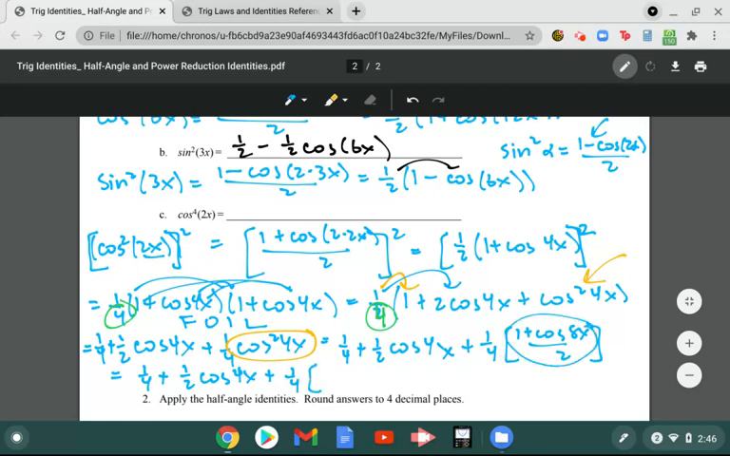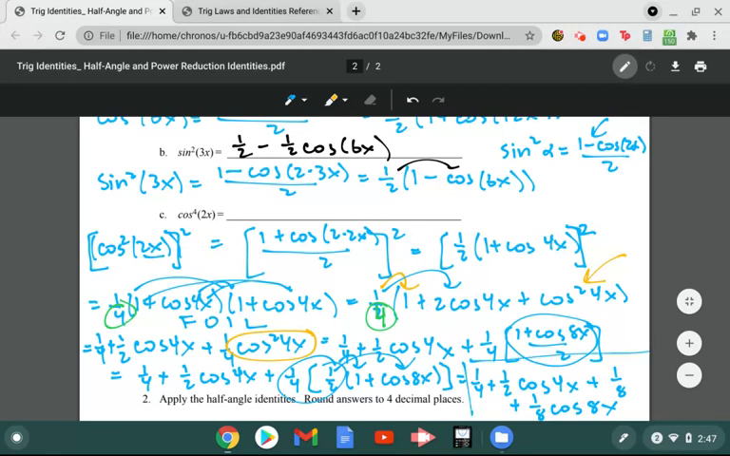Now I'm working inside my square brackets, so that's going to be 1/2, 1 plus cosine 8x. So I end up with a 1/4. I get this plus 1/2 cosine 4x. Let's multiply these two and distribute them. I get a plus 1/8. And I get a plus, distribute it here, 1/8 cosine 8x. So the only thing I've got to combine is the 1/4 and the 1/8.